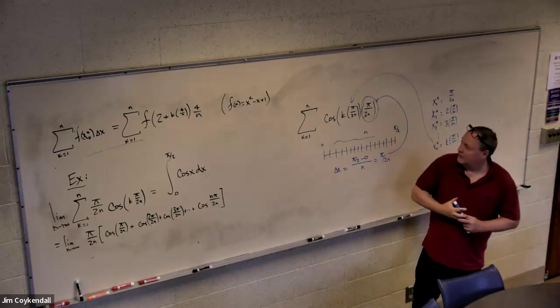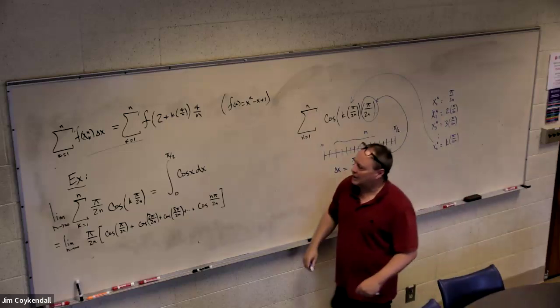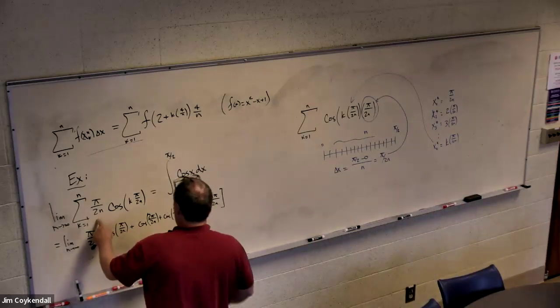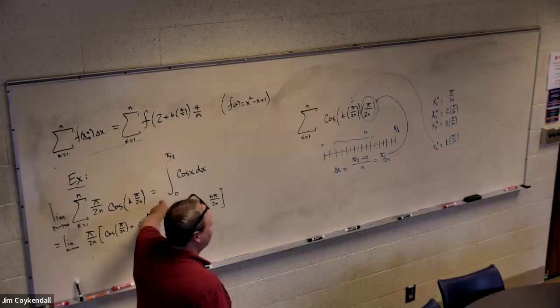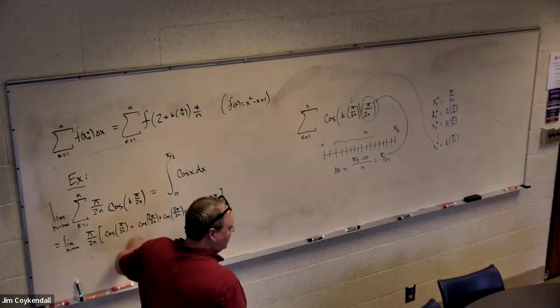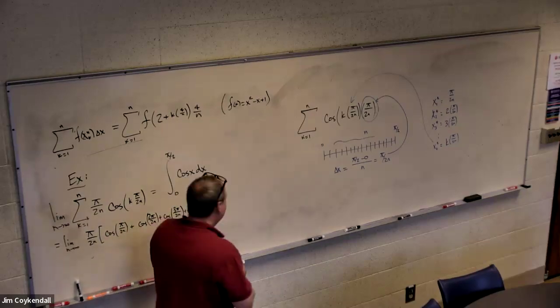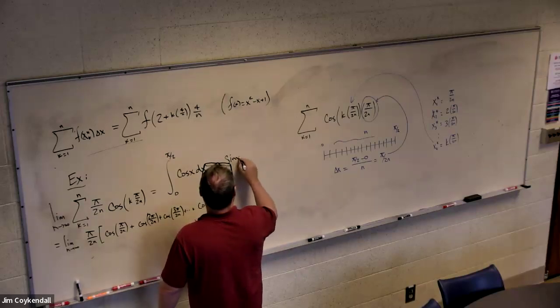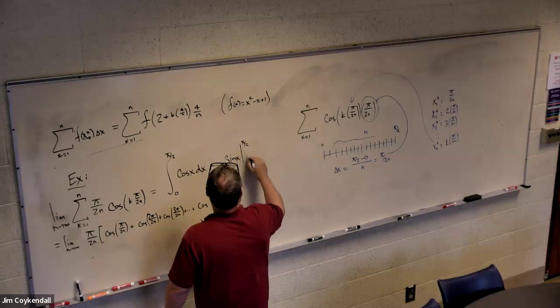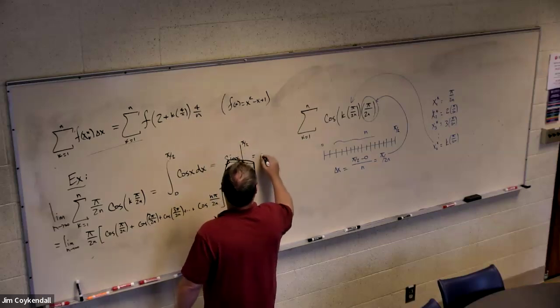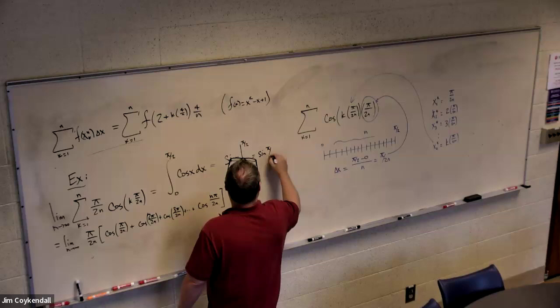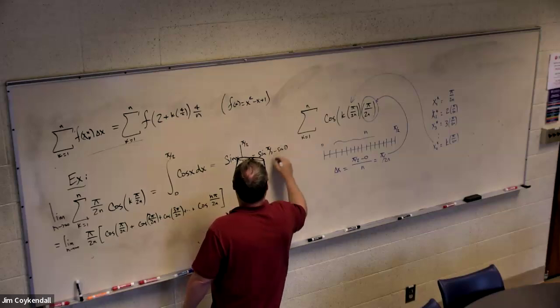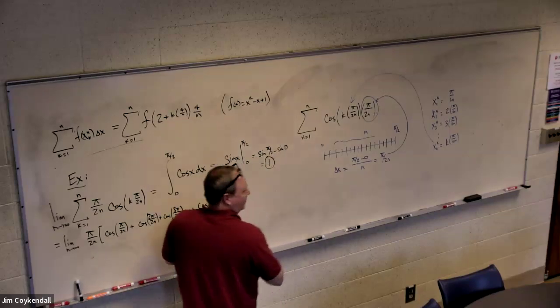This is a Riemann sum. So when I ask you to take this limit, what I'm asking you to do is this integral. So instead of fooling around with the limit, just do the integral. It's easy. Now we know the fundamental theorem of calculus. This is sine x from 0 to pi over 2, which is sine of pi over 2 minus sine 0, which is 1.